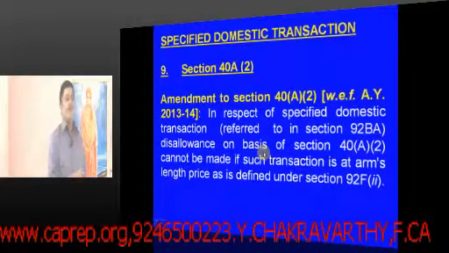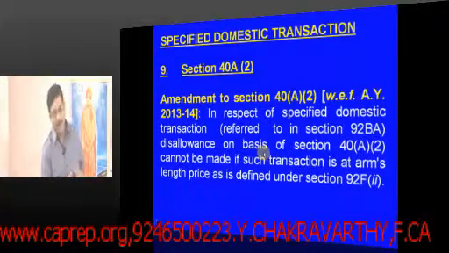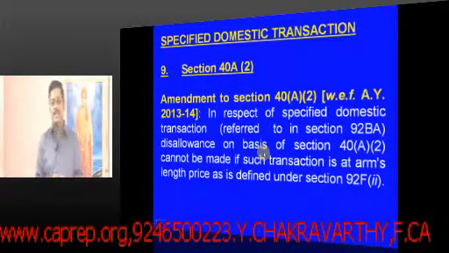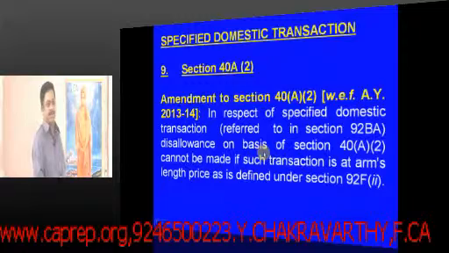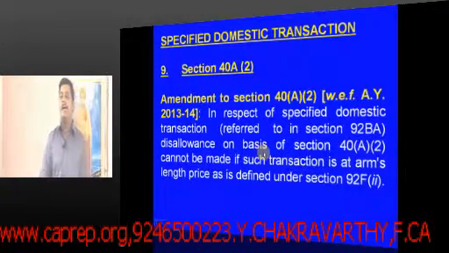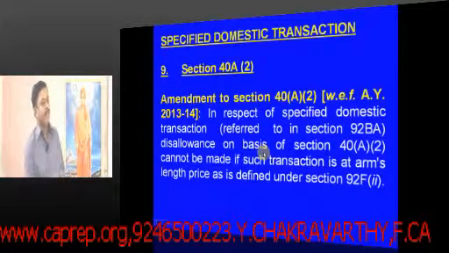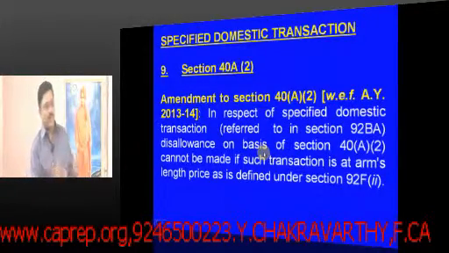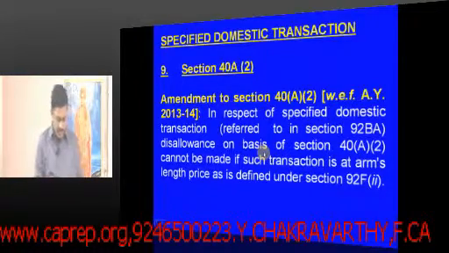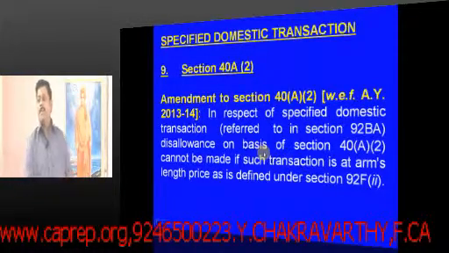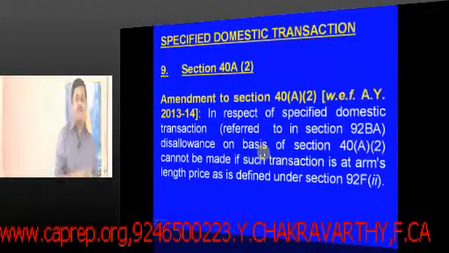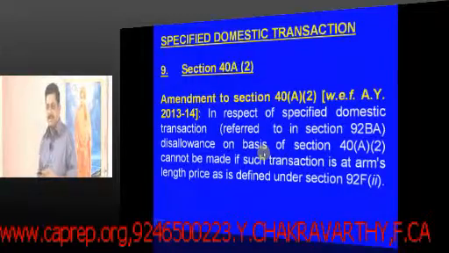See, for those who are preparing for the IPCC, let me tell you in brief what this transfer pricing concept is. See, it is not that earlier you didn't have the transfer pricing concept for domestic transactions. Earlier also we had it. Normally what will happen when a transaction takes place between related parties?